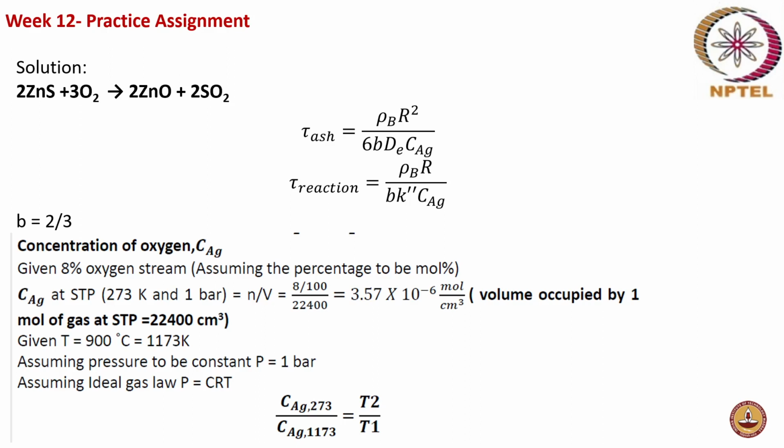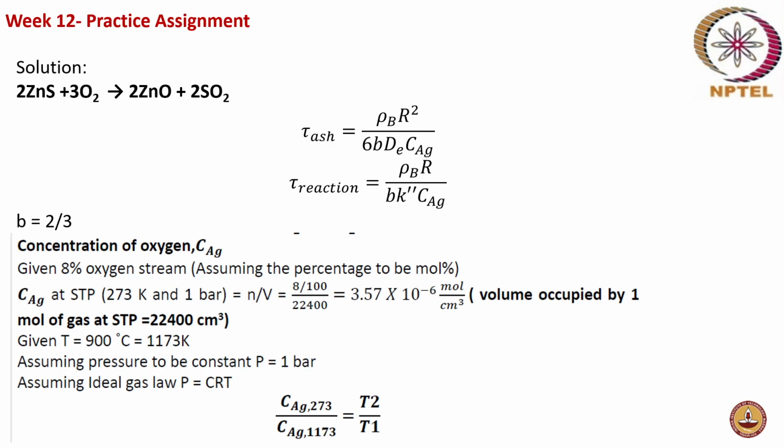So substituting this, you will get the C_AG at standard temperature and pressure as 3.57 into 10 power minus 6 mole per centimeter cube. Okay, but here we cannot use this value directly because they have given the temperature of the reaction as 900 degrees centigrade, which is 1173 Kelvin. Assuming the pressure does not change, they have also given in the question that the pressure is 1 bar. Okay, so P is equal to 1 bar.